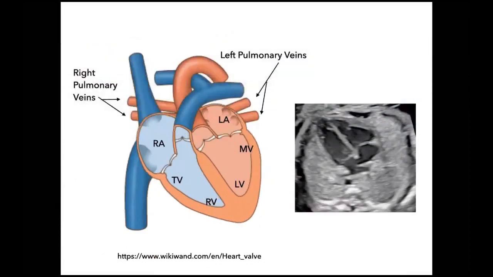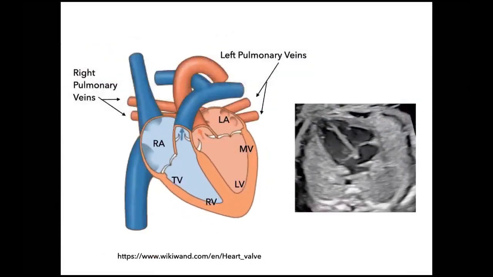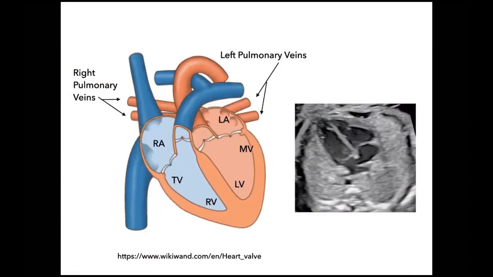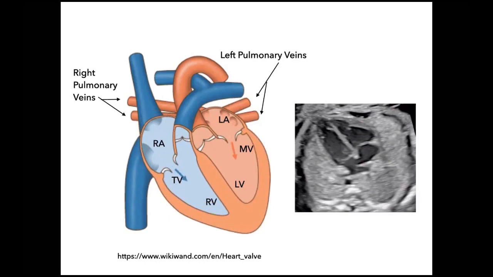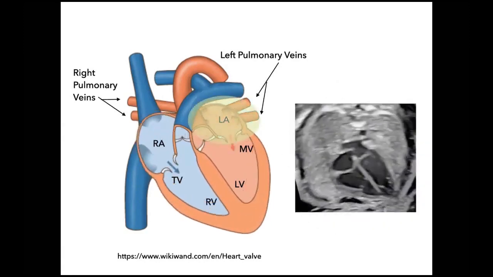And I just thought this was a helpful diagram showing the location of the pulmonary veins when you angle your transducer towards the left atrial posterior wall, and you could actually see it really nicely here. And this is just a corresponding ultrasound image to this diagram.